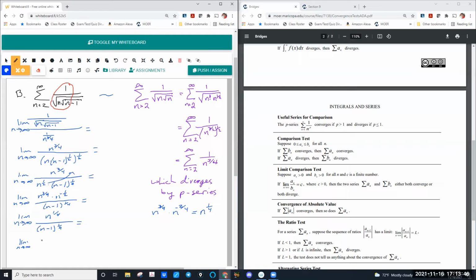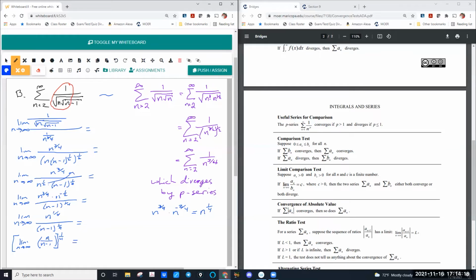So basically what we're going to do is raise n over n minus 1 to the 1/4 power. And we have our choice. We can calculate the limit first, because this is the only thing that depends on n, or we can calculate the limit to the 1/4. So basically we're going to calculate this limit first and raise that number to the 1/4.